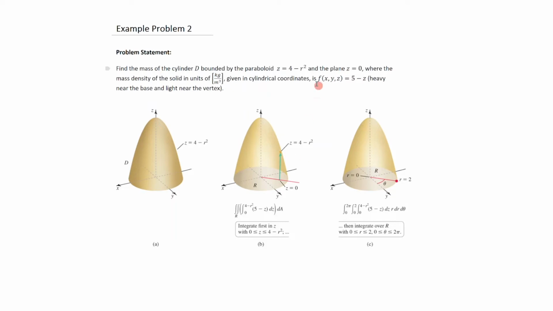So here you'll notice that the paraboloid has already been given in cylindrical coordinates, so we don't have to do anything specific with it. And the plane z equals 0 is also in cylindrical coordinates. So we're going to find the mass, but we're going to do everything in cylindrical coordinates. Notice in this diagram below, we're integrating first in z. That would be looking at the height between the z equals 0 plane and the surface of the paraboloid. And the second diagram is, having done that, integrating over the region. That means we'd be integrating over r and over theta.